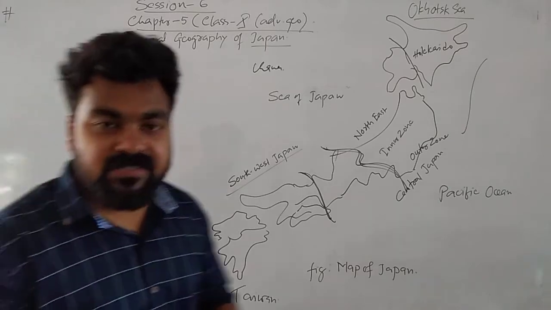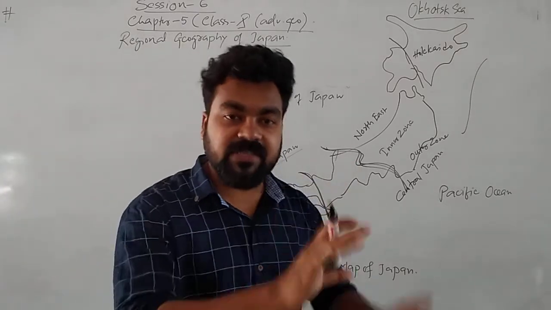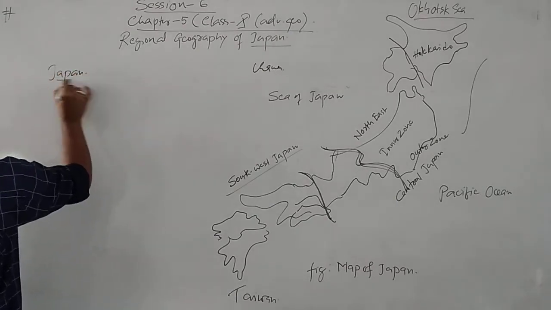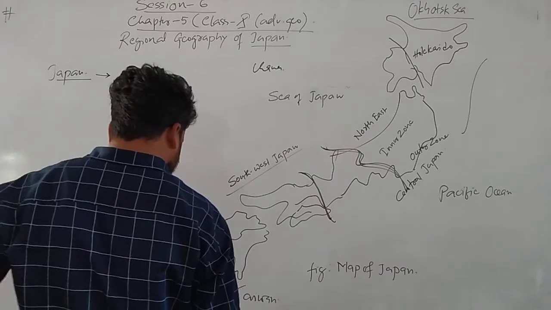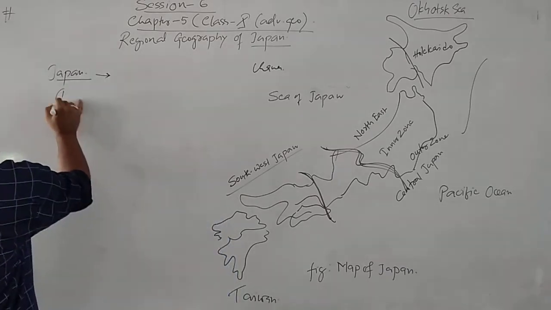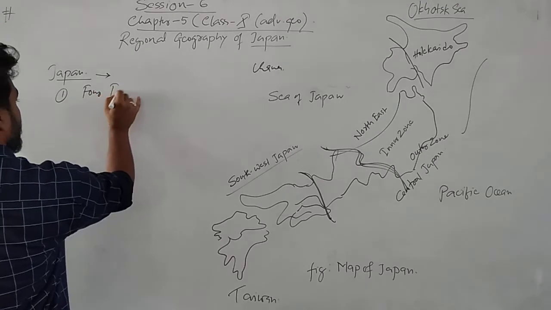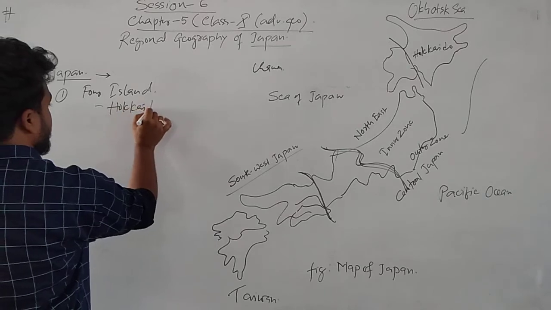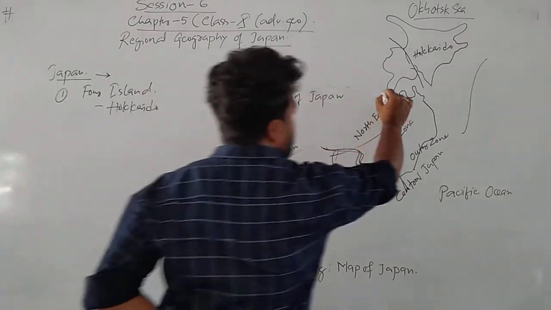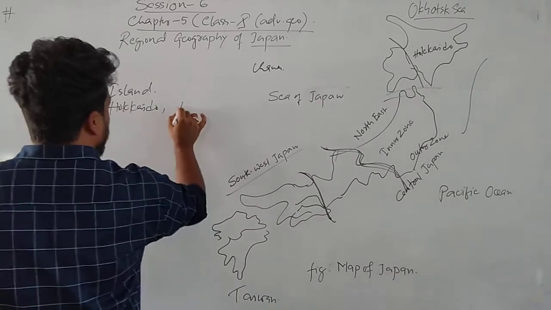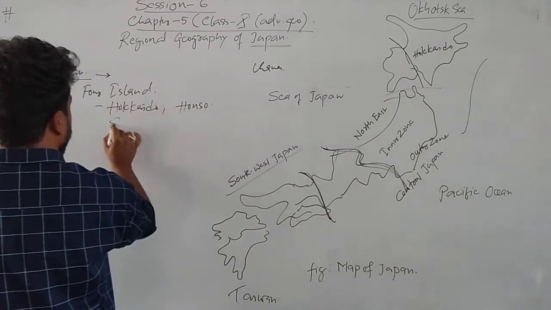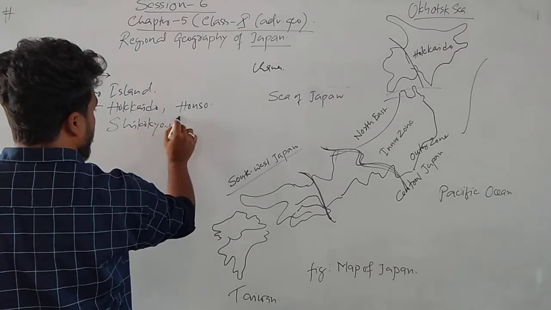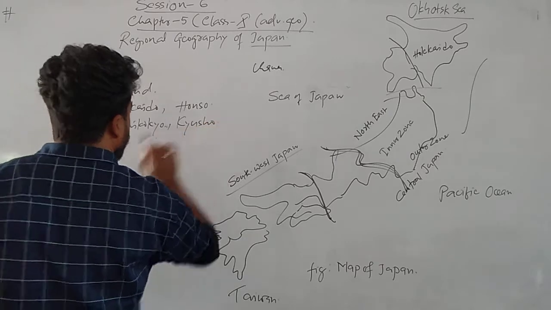First, what is the surface area? What is the population? What is the extension? We will write the first thing. We know that Japan consists of 4 islands. What are the different islands? Hokkaido, we can see Hokkaido here. Then Honshu, then Shikoku and Kyushu.